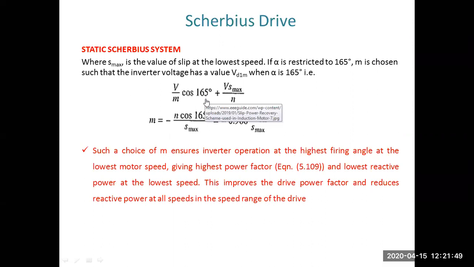Okay, there is no problem here. So the expression will be like this: V upon M cos alpha. This is the expression of VD2.